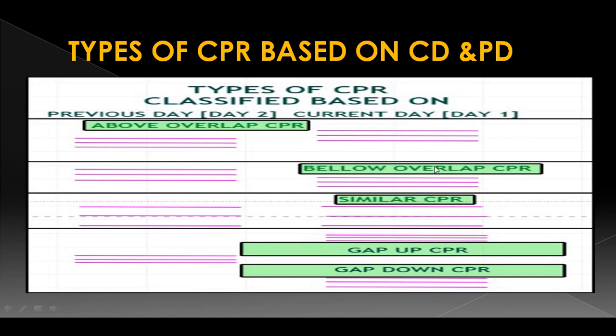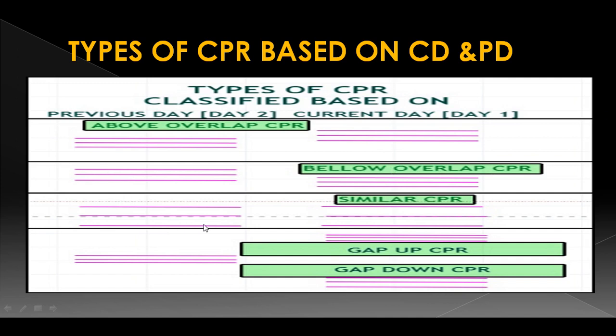And the fifth one is current day top range CPR overlap with previous day top range CPR. Sorry, current day bottom range CPR overlap with the previous day top range CPR is called above overlap, and current day top CPR overlap with previous day bottom CPR is called below overlap CPR.